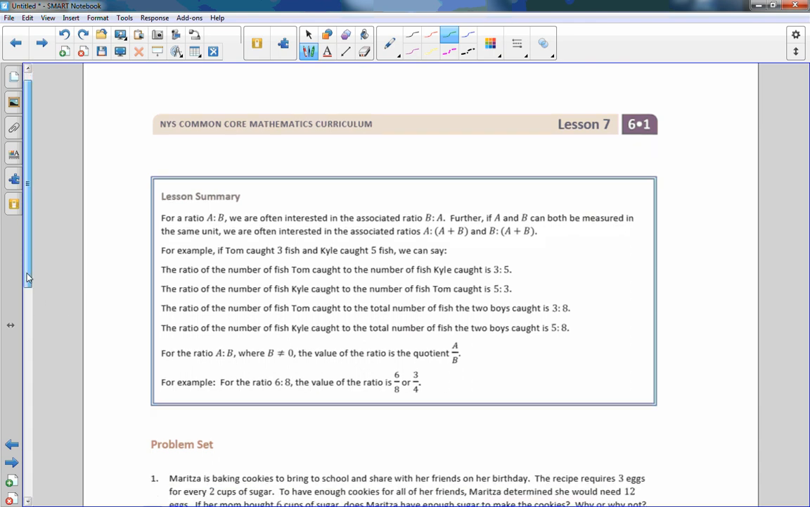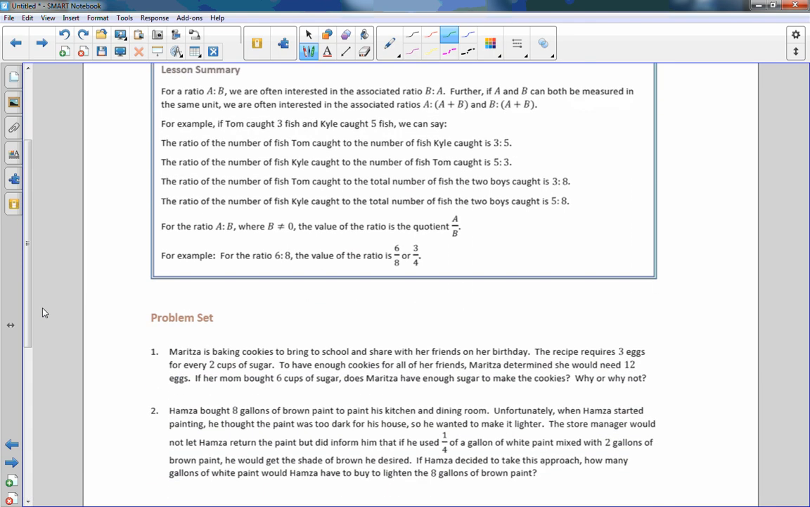All right, lesson summary. For a ratio A to B, we are often interested in the associated ratio B to A. Further, if A and B can both be measured in the same unit, we are often interested in the associated ratios of A to A plus B and B to A plus B, which are the totals. For example, if Tom caught 3 fish and Kyle caught 5 fish, we can say the ratio of the number of fish Tom caught to the number of fish Kyle caught is 3 to 5. The number of fish Kyle caught to the number of fish Tom caught is 5 to 3. And then we can discuss it in terms of part to whole.